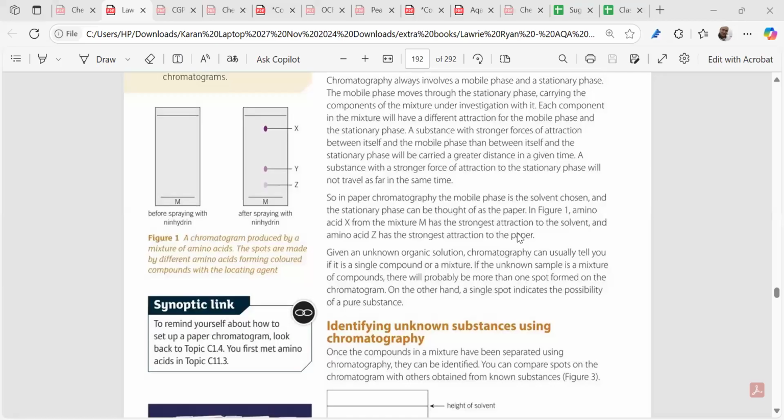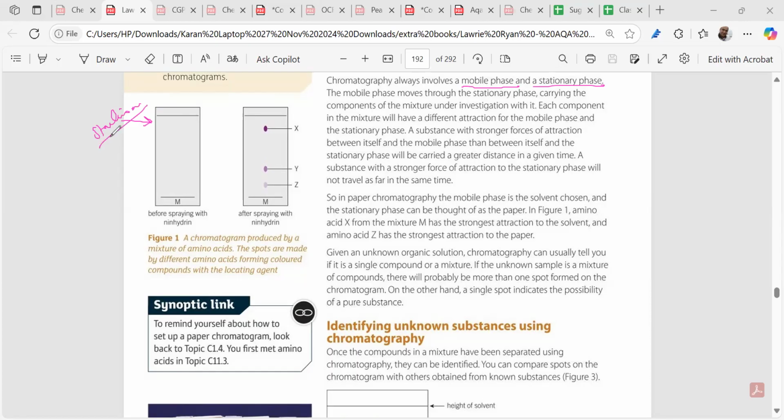So in chemical analysis, we first get to know about chromatography. Chromatography will be having what? Chromatography will be having two phases. One is called the mobile phase and one is called the stationary phase, right? The mobile phase will be the solvent which you are using. The paper which you are using, the chromatography paper, is the stationary phase, right?